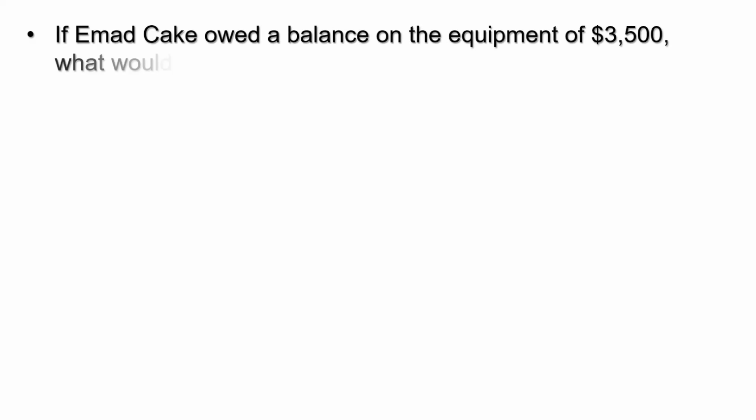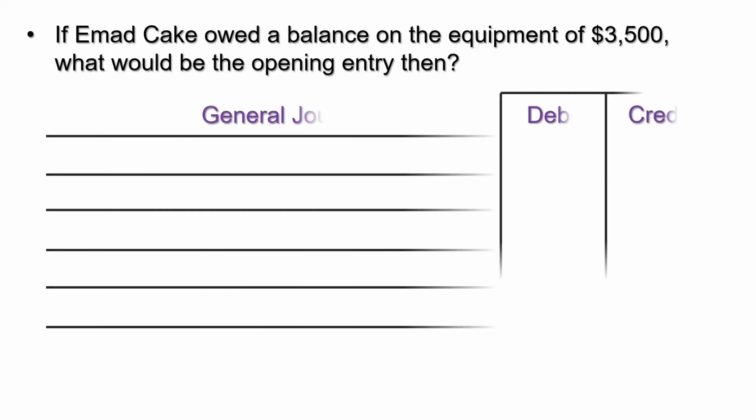Now that we've covered the basic investment entry, let's look at a slightly different scenario. If Emad Cake owed a balance on the equipment of $3,500, what would be the opening entry then?